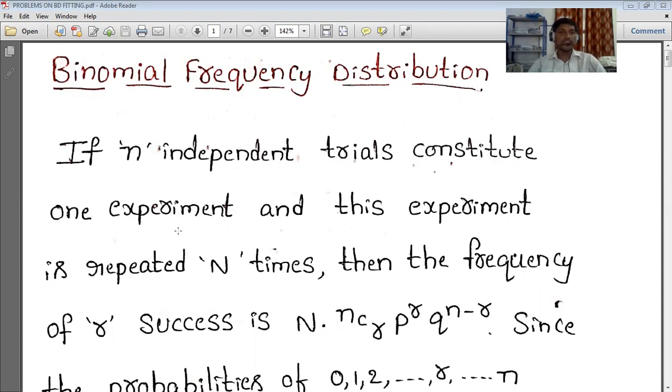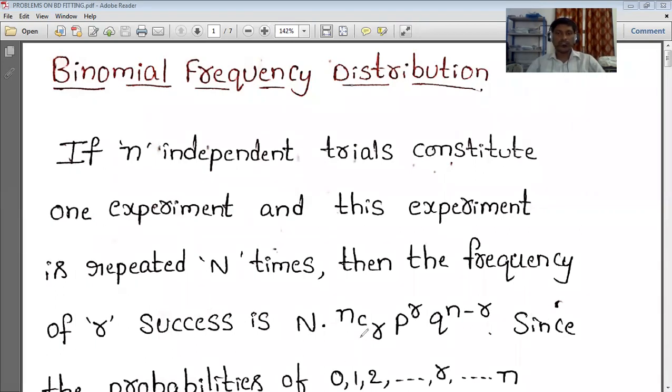Whatever experiments you are doing, all those things we can take as one experiment. And next, this experiment is repeated capital N times. Here small n represents independent trials, and capital N represents the total number of times. Then the frequency of R successes is N into P of x. Here they give R successes, so capital N into P of R.